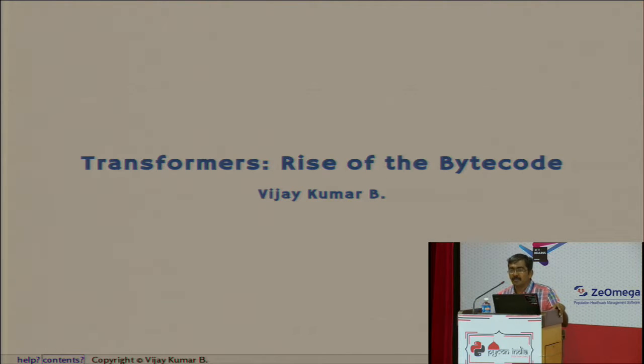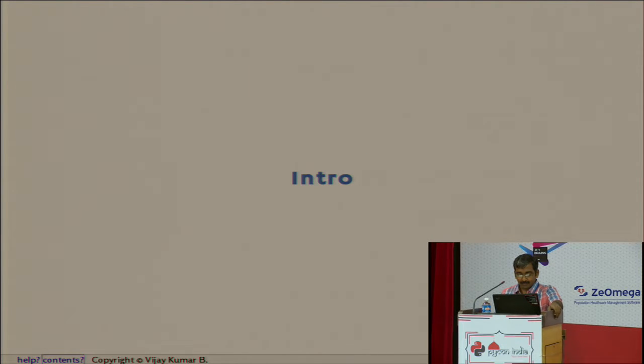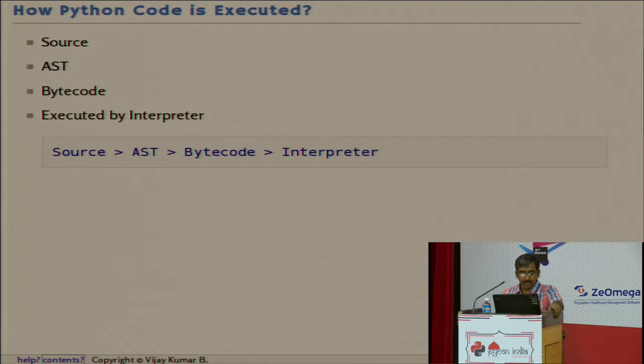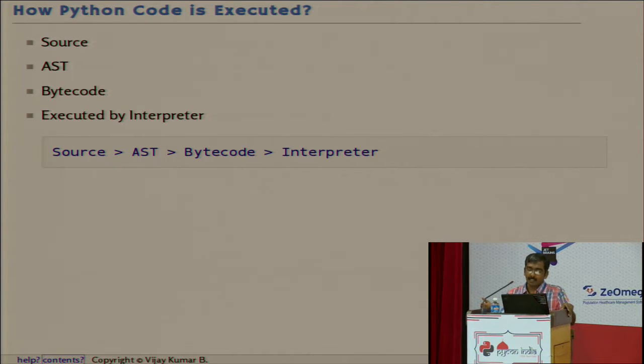Good afternoon, everybody. This talk is about how to transform Python code, and I'll be focusing at the bytecode level. Let's start with an introduction. Let's see how Python code actually gets executed. You write Python source, and that gets transformed into a Python AST, and the AST is taken and bytecode is generated. The bytecode is then interpreted by the Python interpreter.